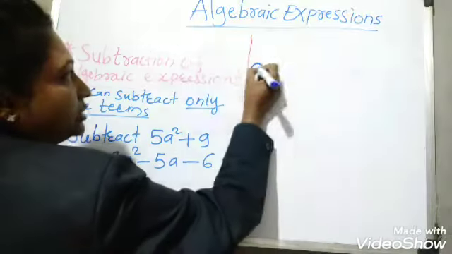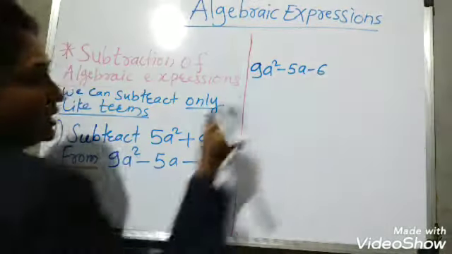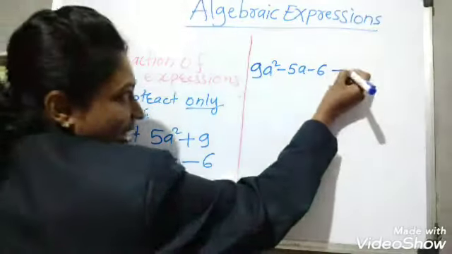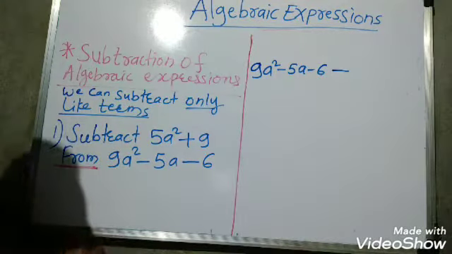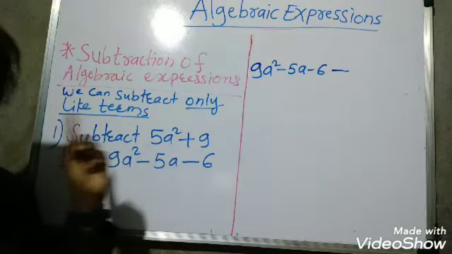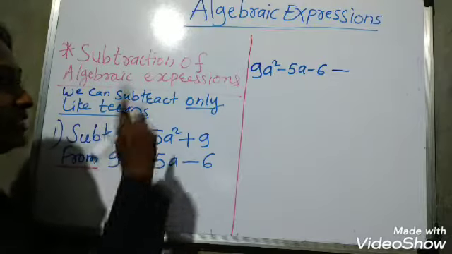So 9a square minus 5a minus 6. From this we have to subtract. So first this you have to write, then the subtraction sign. And one trick I will tell you: whenever you are subtracting, whatever second expression is there, always write it in bracket. For easy calculation I am telling you. Always remember this trick.